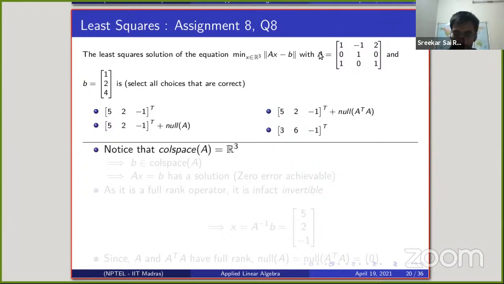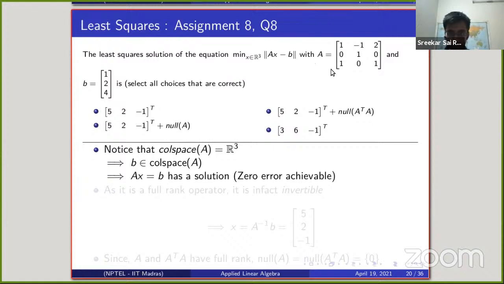Now, the first thing that should strike you when you look at the matrix A is that it's full rank. You have the column space to be equal to R3, which means that because b belongs to R3 and the column space of A is basically R3, b belongs to the range of T, or equivalently the column space of A. So for sure we have a solution to Ax equal to b itself, which means the minimum error possible is actually equal to 0.